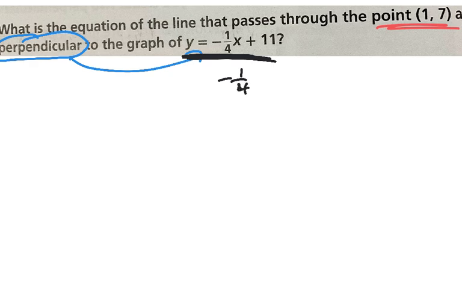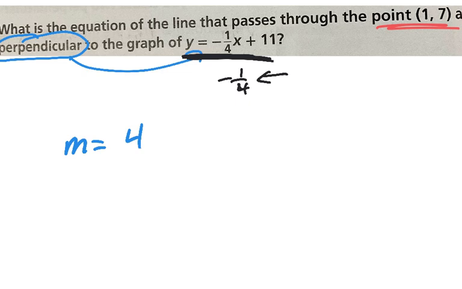The slope of the line I have underlined is negative 1/4. How do I know it's negative 1/4? Because it's already in slope-intercept form. My line must be perpendicular to that, meaning the slope of my line must be opposite signed, from negative to positive, reciprocal, from 1/4 to 4/1, which we can write as just 4. So the slope of my line is 4.